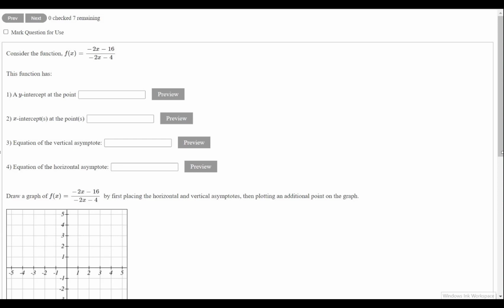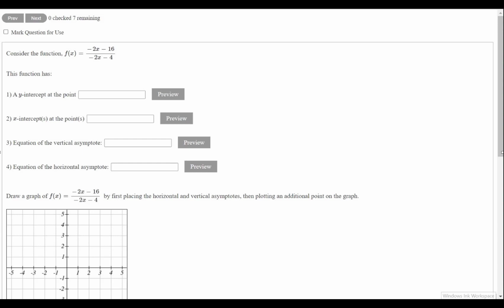Consider the function f of x equals negative 2x minus 16 over negative 2x minus 4. The function has a y-intercept at a specific location that we need to find, x-intercepts, and vertical and horizontal asymptotes. We need to find all of these pieces and then use those to make a graph in just a second.